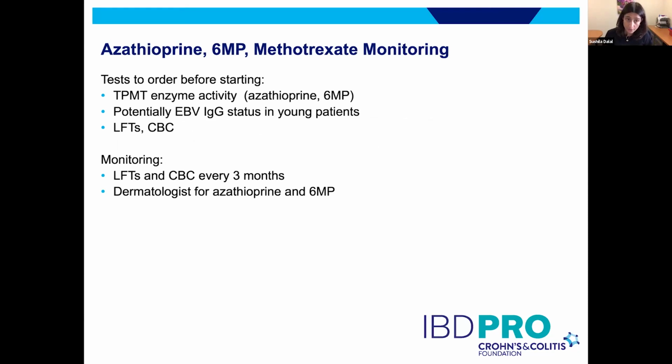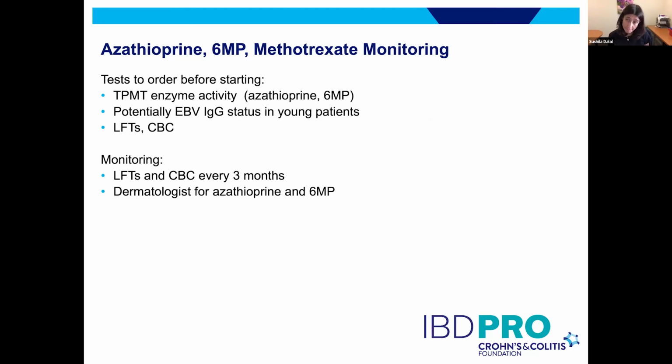So, the tests to order before starting: for azathioprine and 6-MP, the enzyme that metabolizes these drugs is thiopurine methyltransferase, or TPMT, and there's variability in that enzyme's activity amongst patients, so you should check that, and that helps predict what dose they will go on. In young patients, you can check their EBV status to see if they've been previously exposed, because lymphoma risk is lower if they've previously been exposed to EBV. And then you need to check liver tests and blood counts.